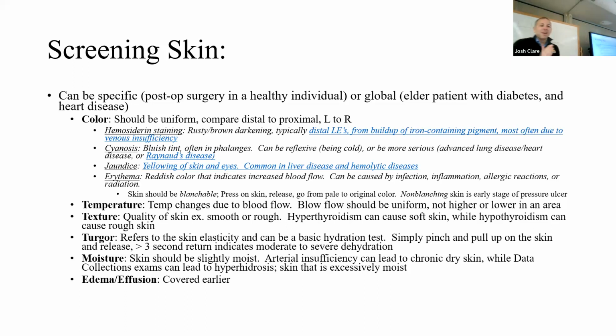Look at this. All right, so the next up, temperature. Temperature change due to blood flow should be not higher or lower in one area. If it's higher, our first thought is what? Broadly speaking, we're concerned with infection, but take a step back. It's not always infection. It just means what? I would think it just means increased blood flow. If it's a problem or not, we've got to start figuring it out, right?